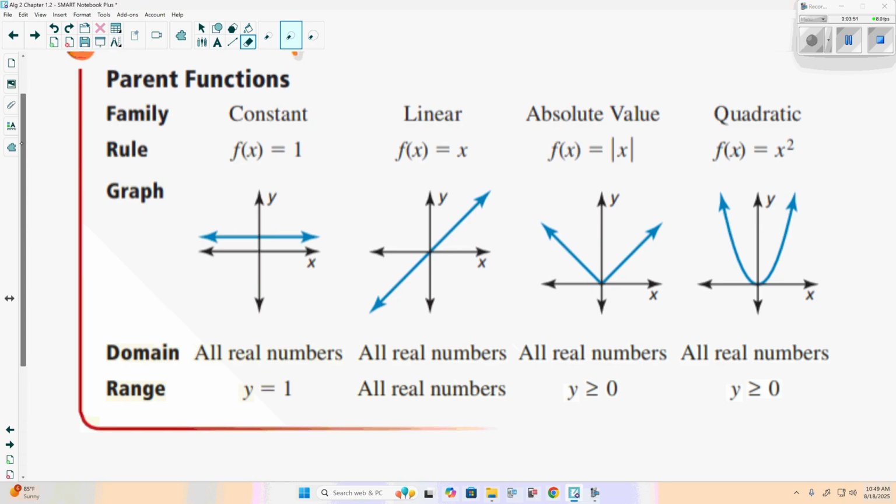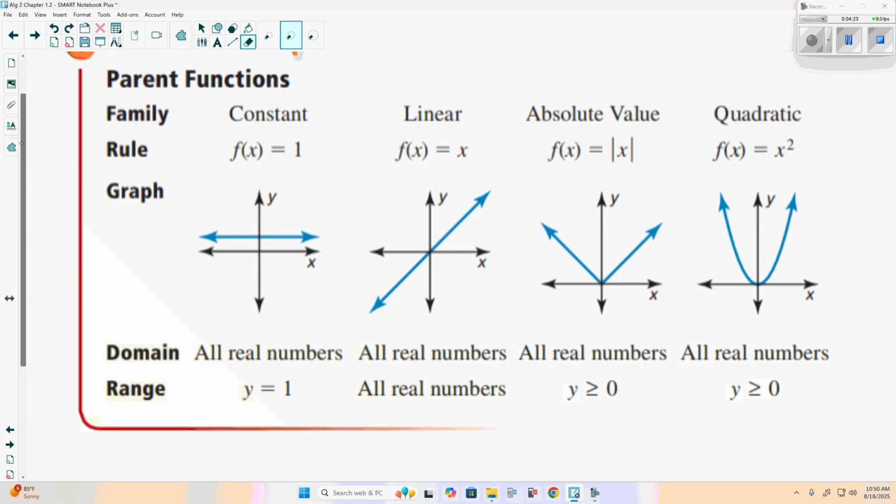Now, there's more than 4 families of functions. There's lots of different ones. But the ones we're going to look at today, mainly 3 of these, are constant, linear, absolute value, and quadratic. A constant function is just a straight, flat line. It doesn't go up, it doesn't go down. It's just a number. And that's what we're going to call a constant function. And y equals 1 is the parent function of all constant functions.